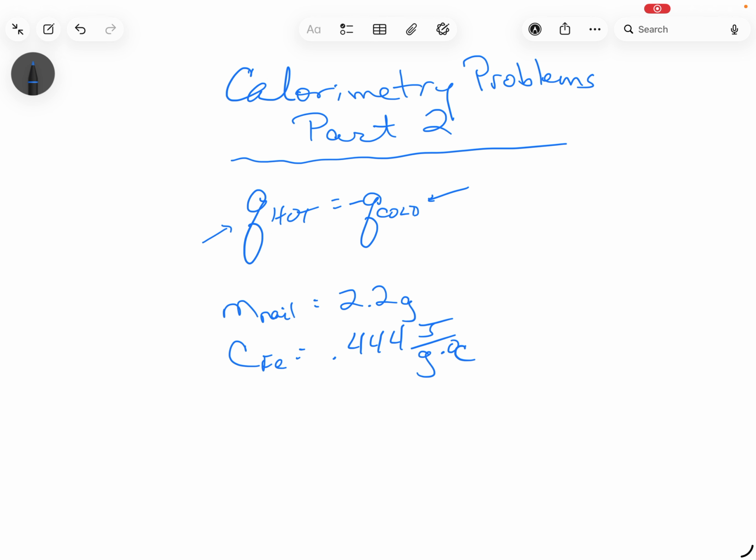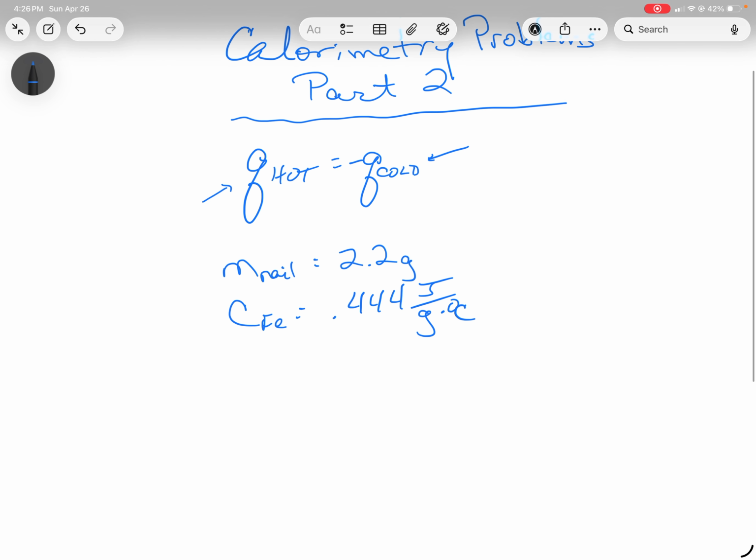So what I had started working on here was kind of recreating that problem that we did in class, where I heated a nail in a Bunsen burner flame, got it really red hot, and had a beaker of water off to the side. We put the hot nail into the beaker of water. The temperature of the water did go up, but not by a crazy amount. And so I kind of want to go through this problem and look at why that didn't happen, why it just went up a little.